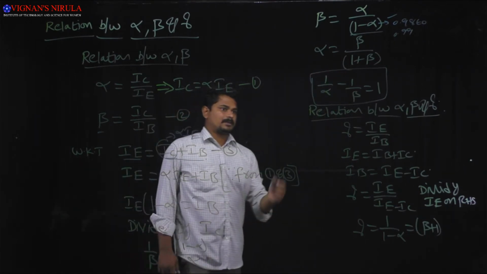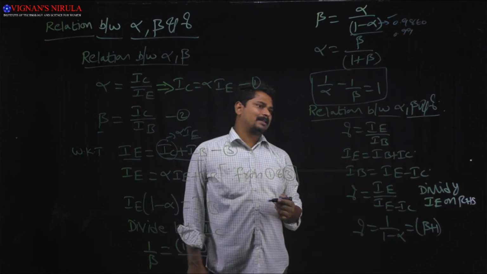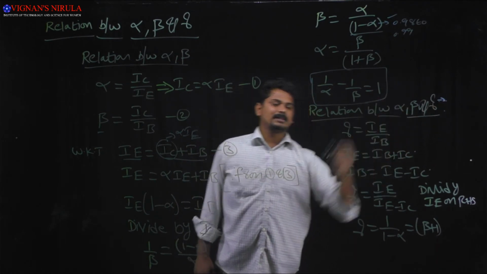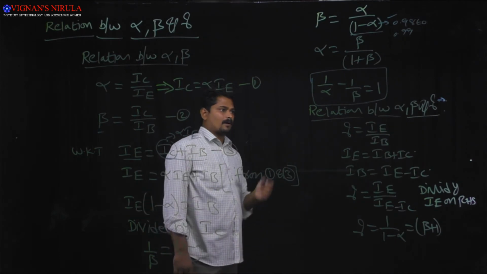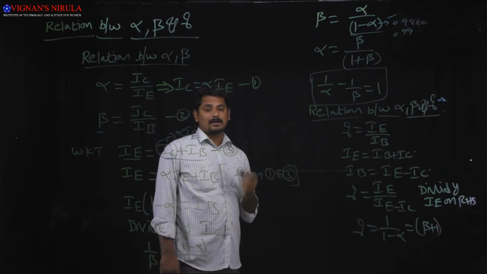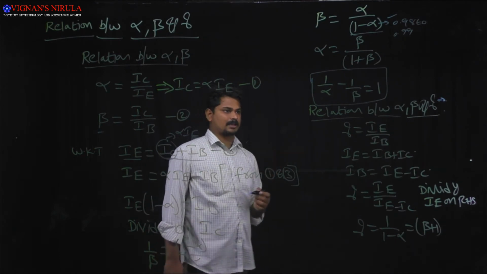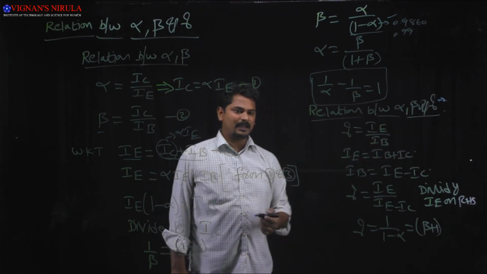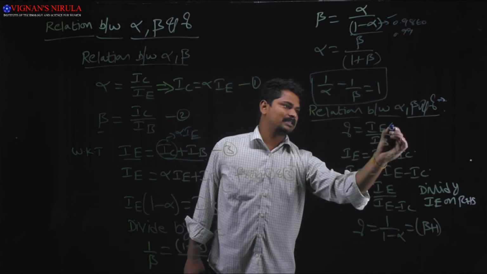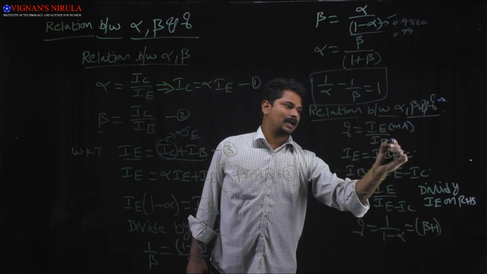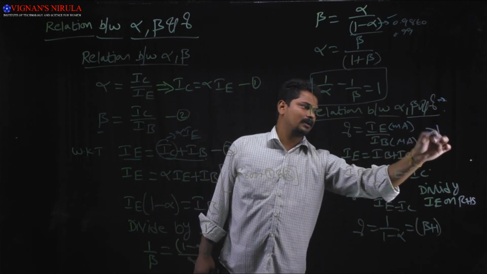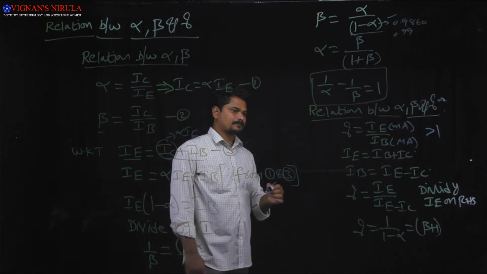So when we want to get the relation between alpha, beta and gamma, here gamma is the current gain of the common collector configuration, and the gamma value will be IE divided by IB, and IE is always in milliamperes and IB in microamperes. So the value of gamma is always greater than 1.